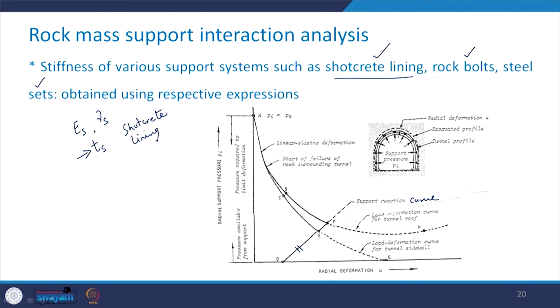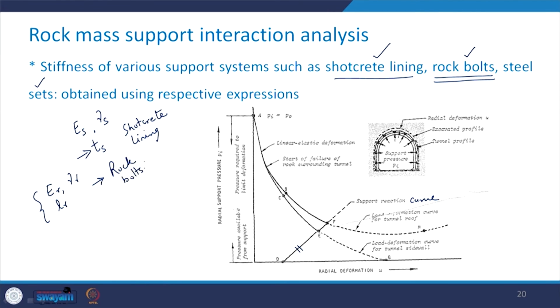Similarly, if you have to go for the stiffness of these rock bolts, what we need to know is again the properties of these rock bolts, let us say Er, nu r. What is the length of the rock bolt that is required? If we know all these properties, the expressions are available in order to obtain the stiffness of the rock bolts.